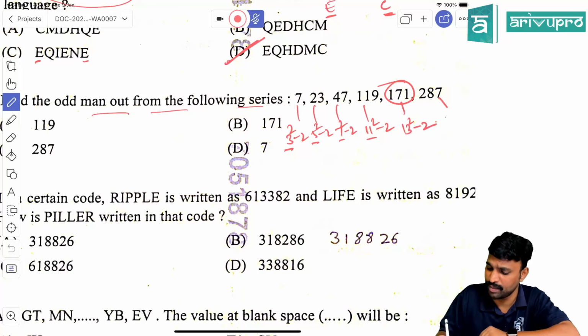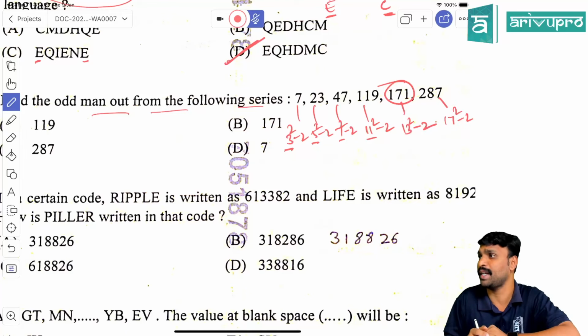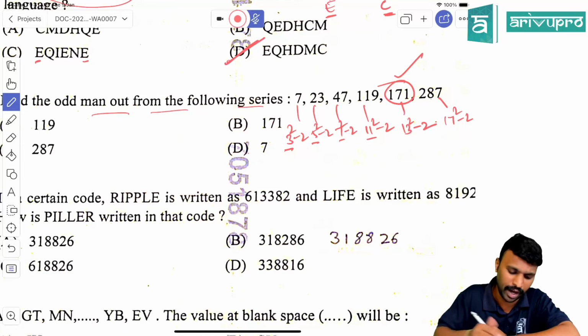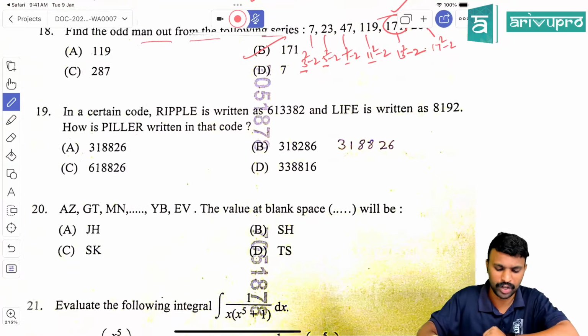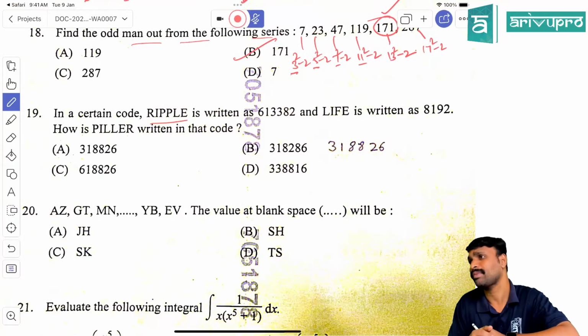If you see, the next prime number is 17. 17 square is 289, minus 2 is 287. So the odd man out over here is 171. Moving on to the next question, guys, it's a laddu question.